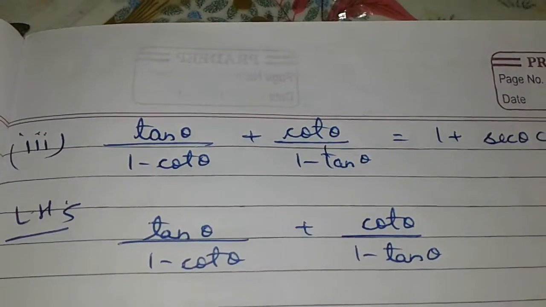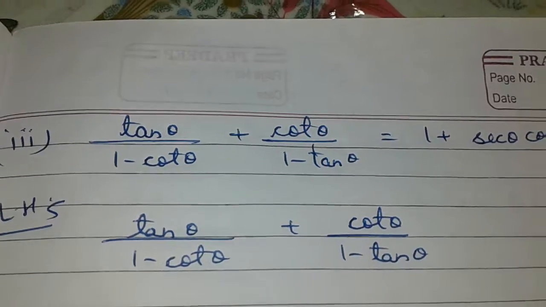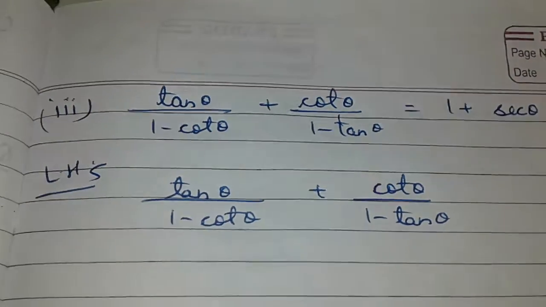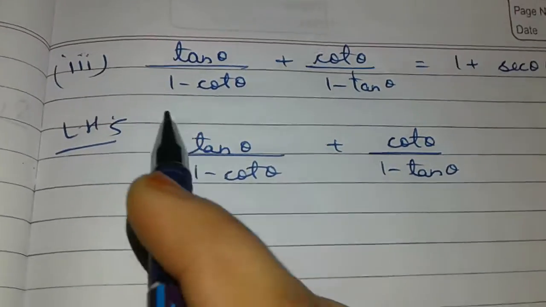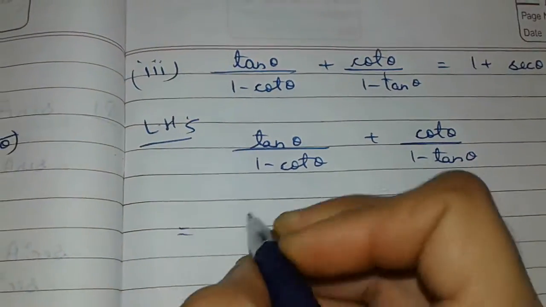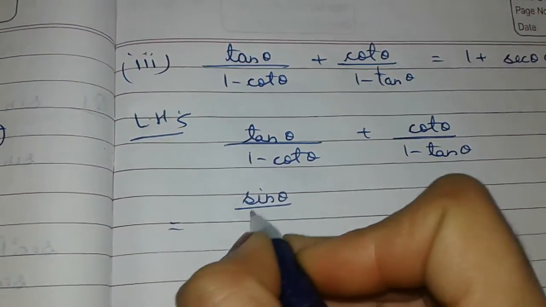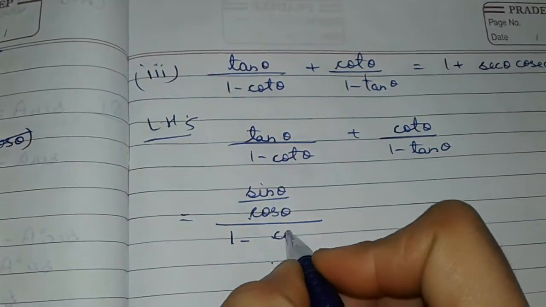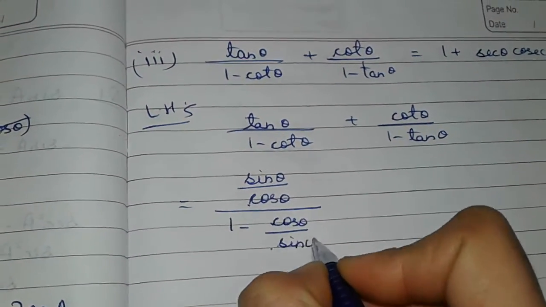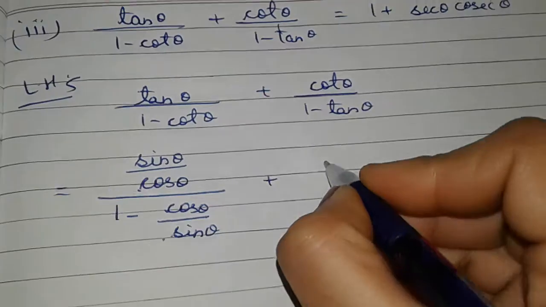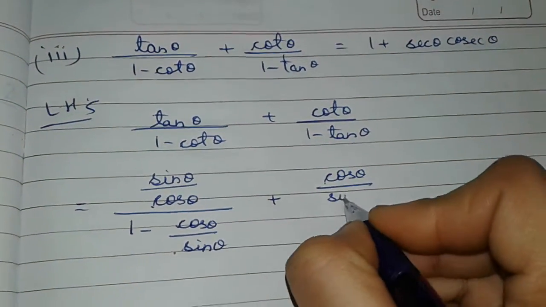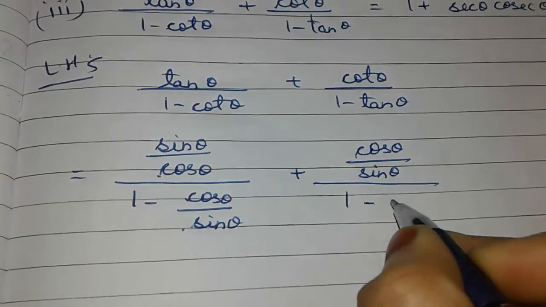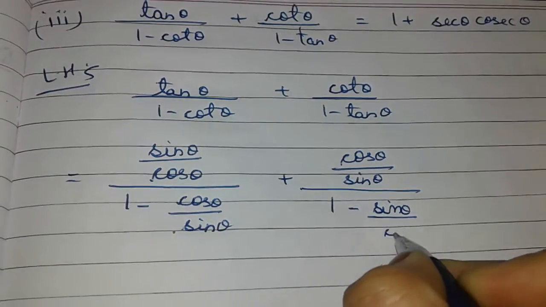Here is the third part, that is tan theta upon 1 minus cot theta plus cot theta upon 1 minus tan theta is equal to 1 plus sec theta cosec theta. I am taking the left hand side. Let's start the question. Now this tan theta can be written as sin theta upon cos theta, and this cot theta can be written as cos theta upon sin theta. Here in this also cot theta can be written as cos theta upon sin theta, and this tan theta in the denominator can be written as sin theta upon cos theta.